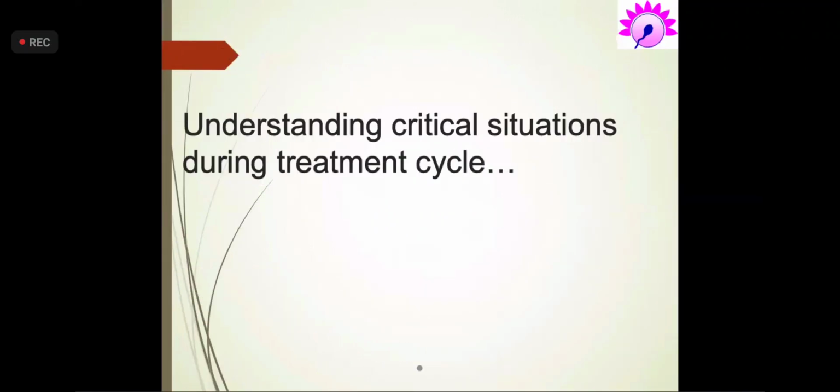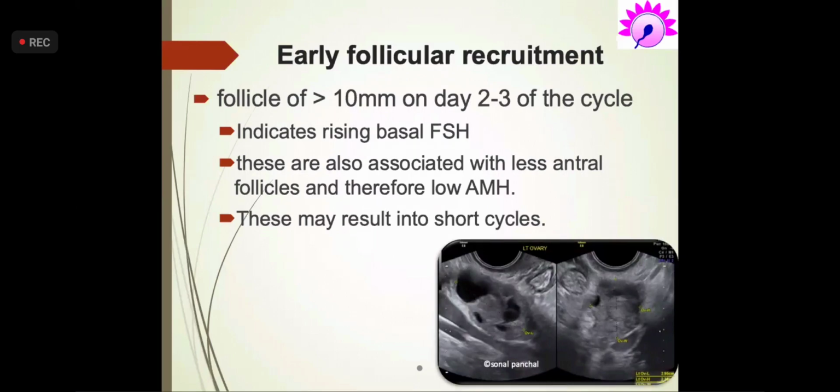Now, that is all about the natural cycle. Now, coming to the critical situations during the treatment cycle, you have an early recruitment of the follicle. We have discussed that it tells us that the FSH is high.